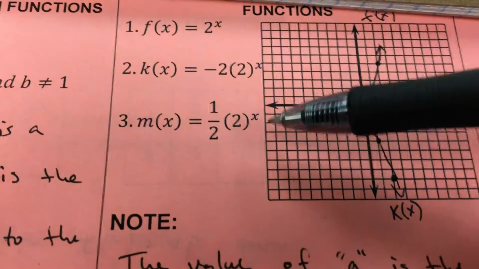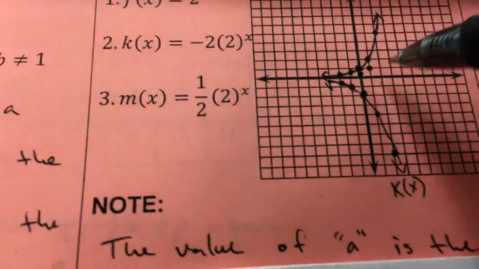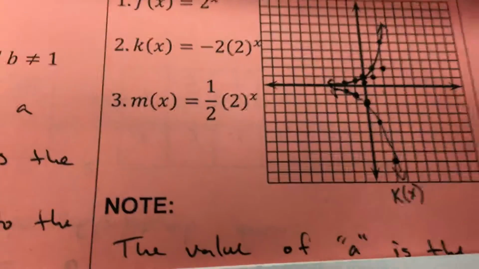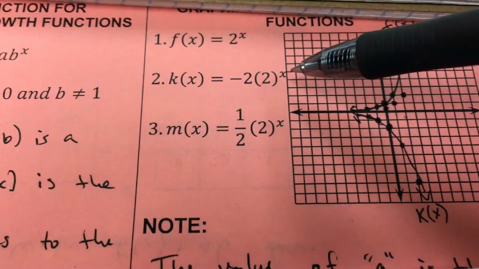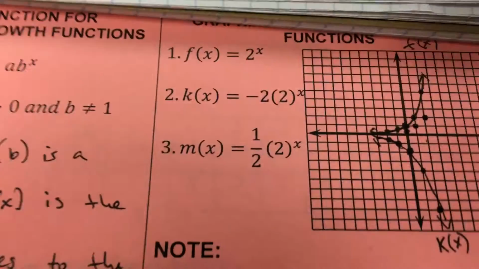Then we plug in a 2 here, so x is 2. 2 to the 2 is 4. 4 times 1/2 is 2. So 2, 2. Okay? And then it's going to get even tighter. If we plug in a -1 here, that's 1/2. 1/2 times 1/2 is 1/4.